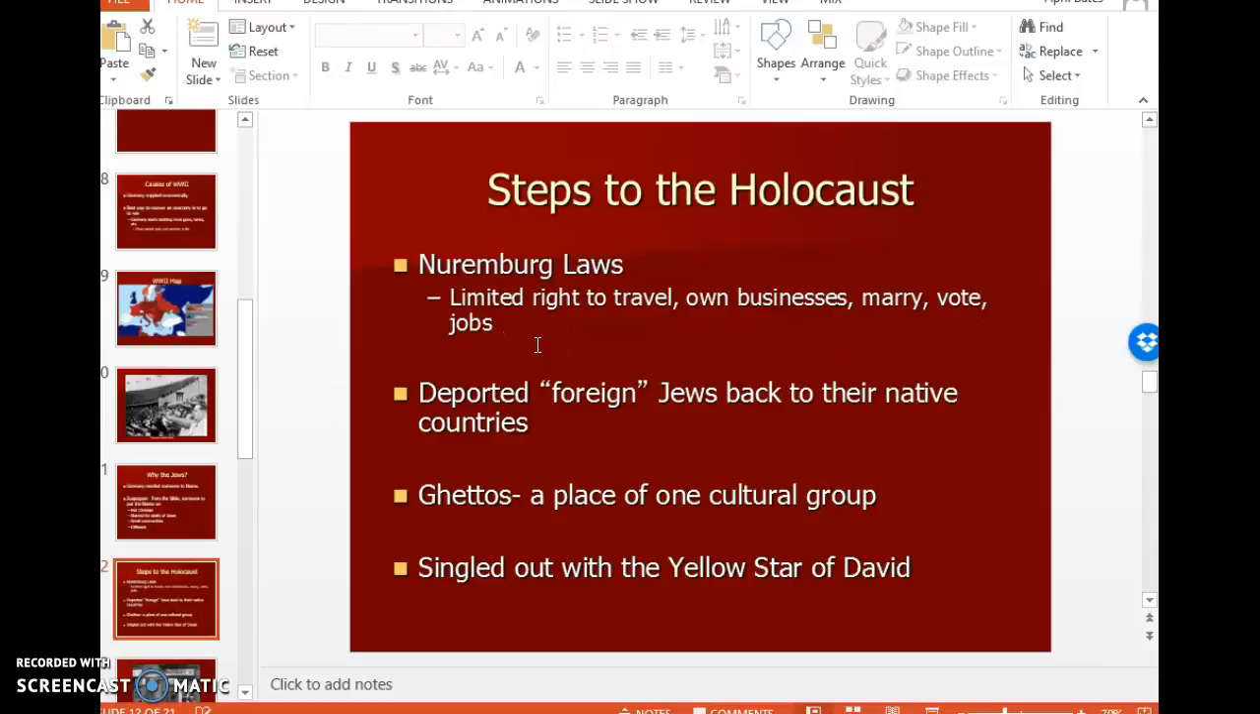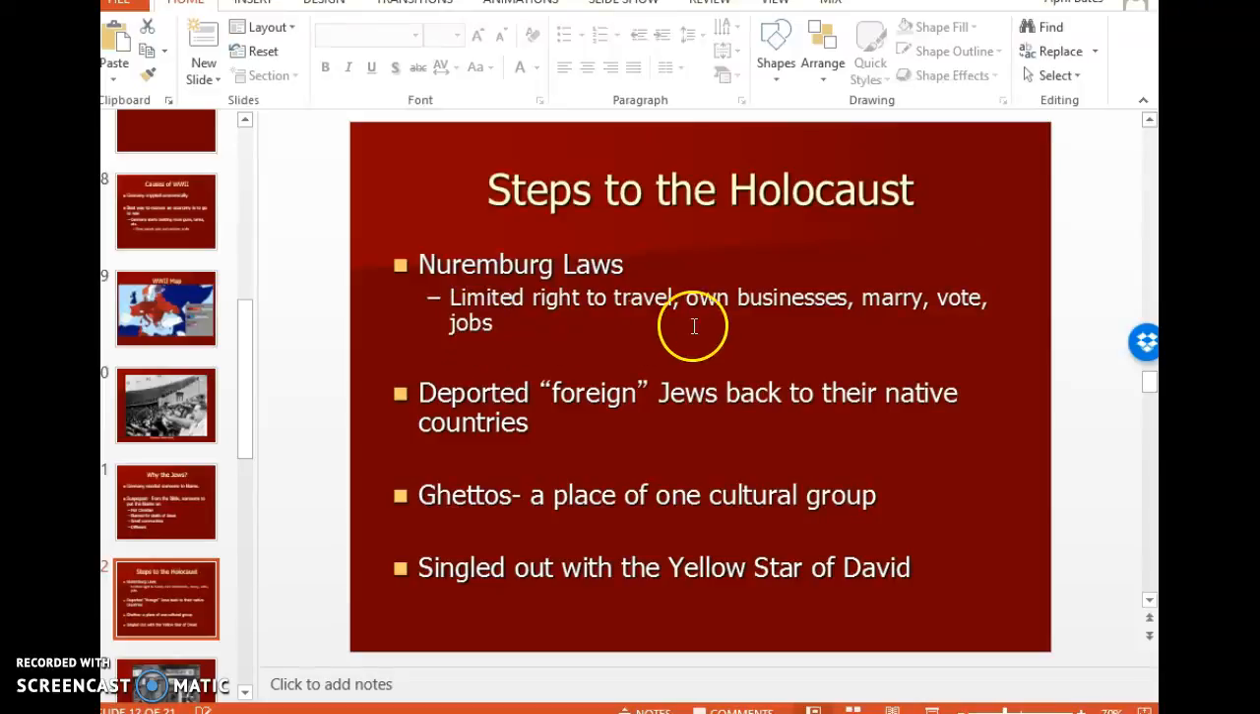And think about it, that was really like evil genius on Hitler's part. If you can't travel, then you can't escape him, so he can know where you are and kill you. If you can't own businesses, then you can't have a lot of money. If you can't marry, then you're not going to make any more Jewish people with the babies. If you can't vote, you can't vote him out of power.